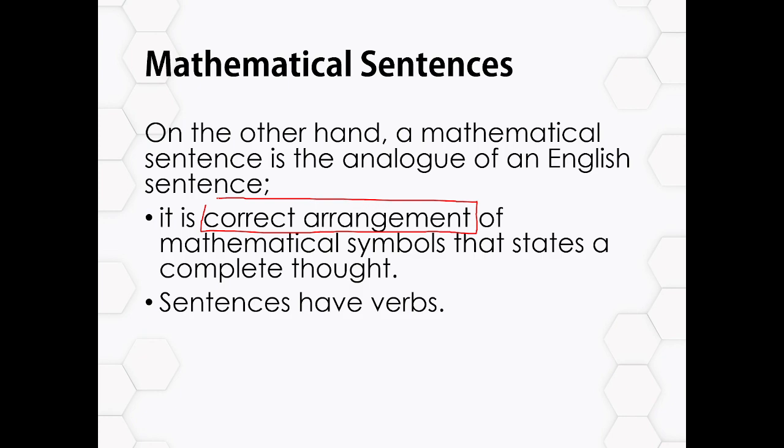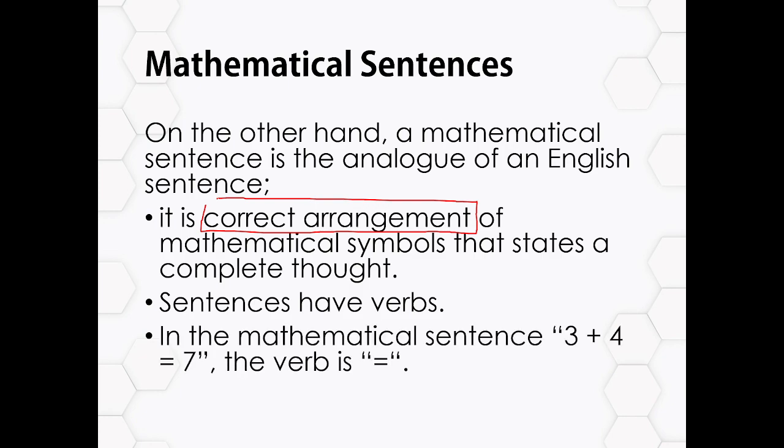Sentences have verbs in English. In a mathematical sentence, the verb is the equals. The action taken in a mathematical sentence or expression is the equals. Let's look at some examples.